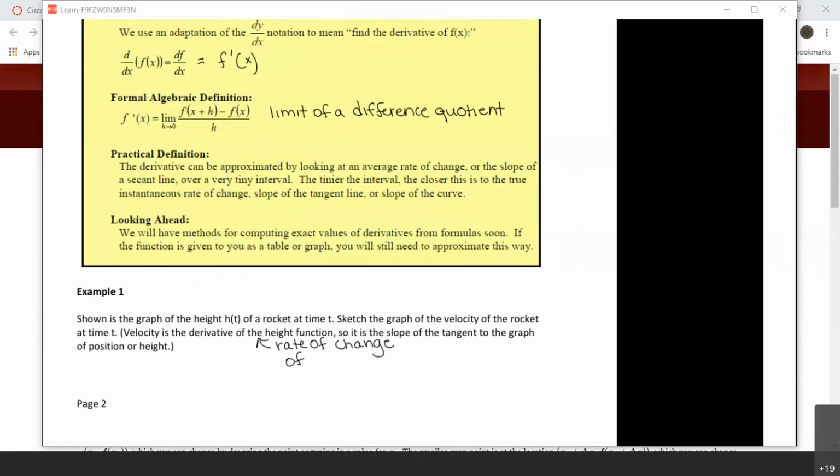Of height with respect to time. Okay, it's a rate. So it has rate units, right? It has output units, which are going to be in feet, let's say. And the time units, which I'm sure for a rocket are going to be in seconds. Okay, and these are velocity units.